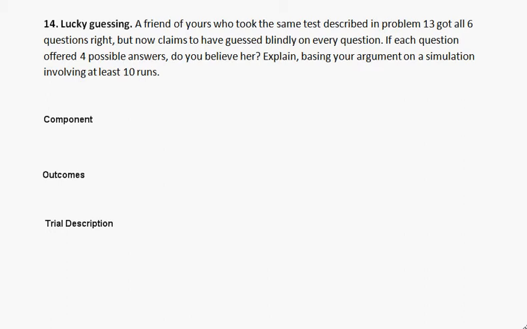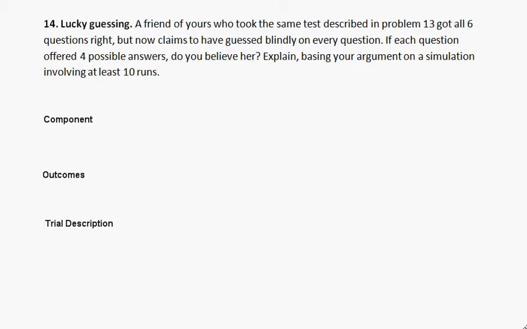This is problem 14 of chapter 11 called Lucky Guessing. So a friend of yours took the same test described in problem 13. So that was a multiple choice question or a test with 6 questions. Now your friend claims to have guessed blindly on every question. If the questions offered 4 possible answers, do you believe her?